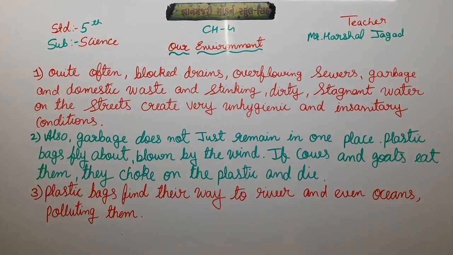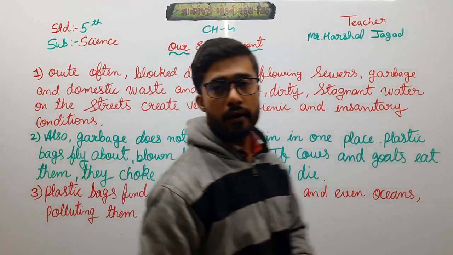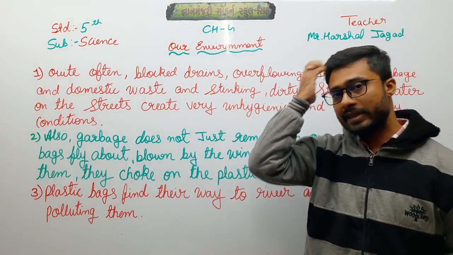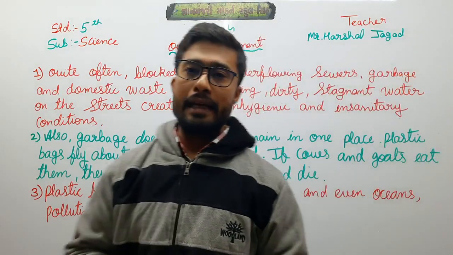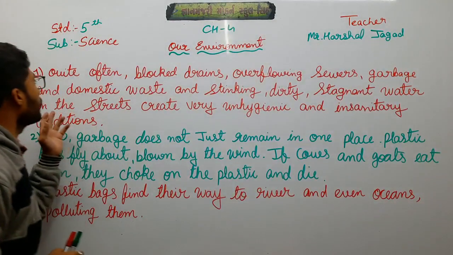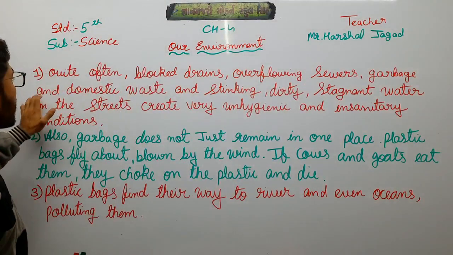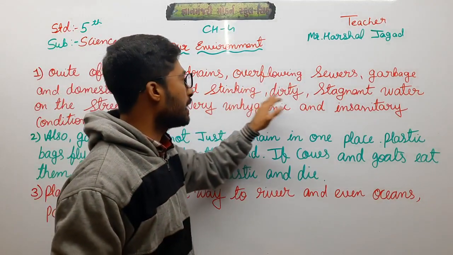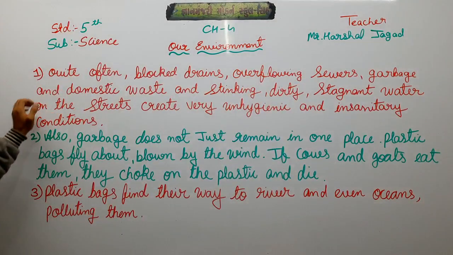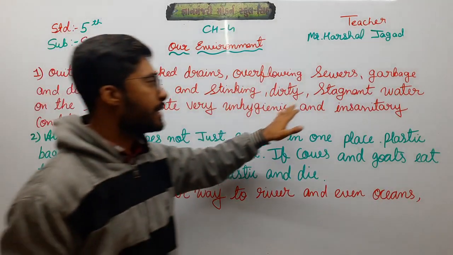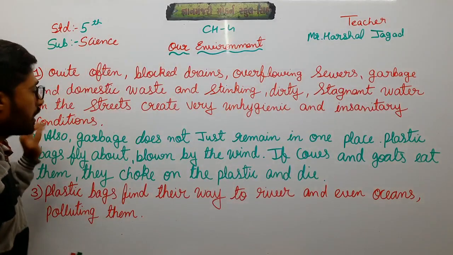Okay, so here let us see these 3 points and then we will end this video. So where is sanitization required in our daily life? Quite often blocked drainage, overflowing of sewage, garbage and domestic waste, and stinking dirty stagnant water on the street create very unhygienic and unsanitary conditions.